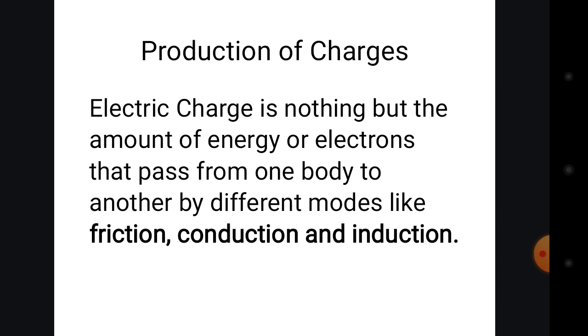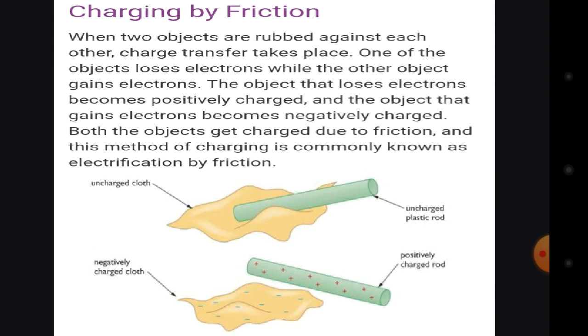So normally electric charge is the transferring of electrons from one body to another. That is how they transfer it. But for the production of them, you have to use these three modes, that is friction, conduction, and induction. So let's go and see if we can talk about those three modes. Here we will be talking about charging by friction.